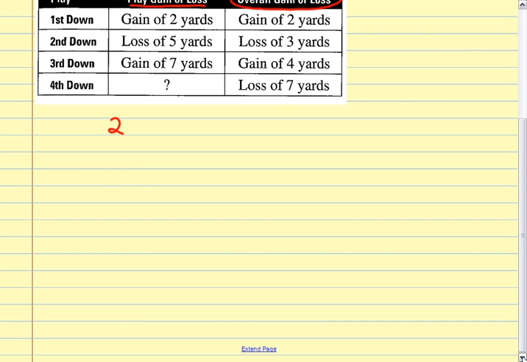What did I do on second down? On second down, you lost 5 yards. I lost 5 yards. So do you agree I'm just going to do minus 5? Yes. Okay. What about on third down? You gained 7 yards. So is that plus 7 or minus 7? That's plus 7. Okay. And I don't know what I got on the fourth down. So what do you think I should put there?